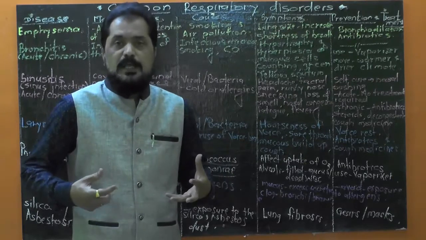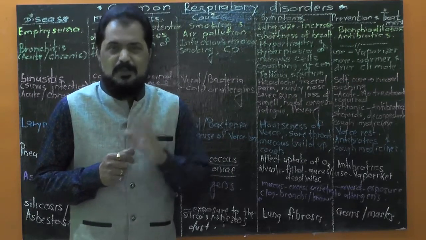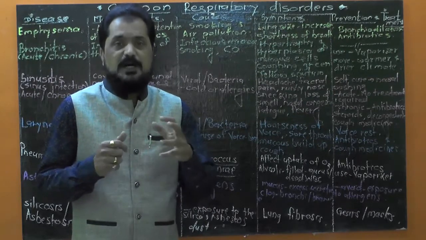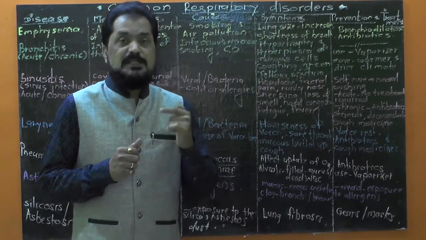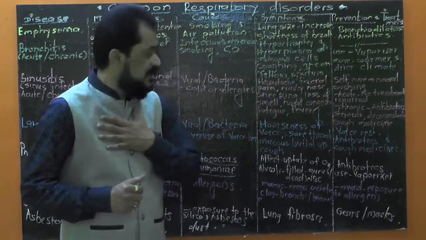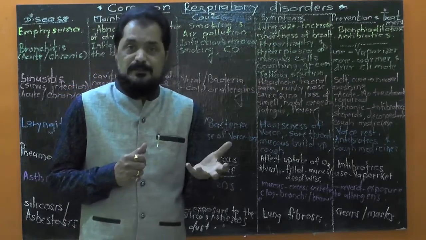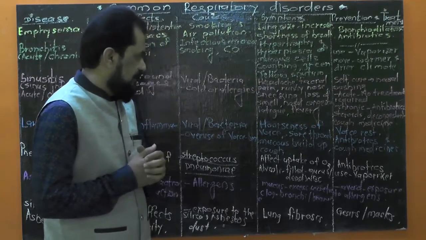The alveoli remain filled with fluid, with mucus, and there is an accumulation of dead RBCs, and thus there is always shortness of breath. That person has chest pain, fever, chills, sweating, etc.